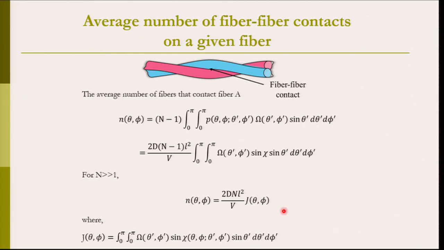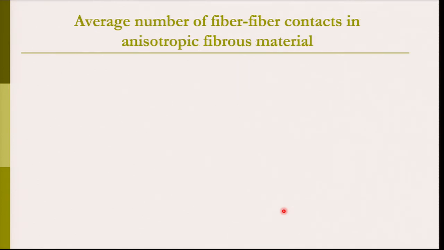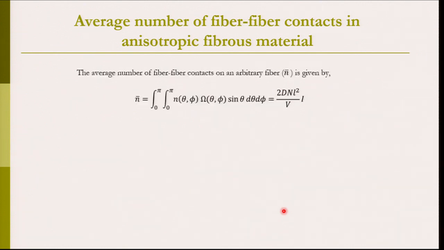We can calculate the average number of fibers that come in contact with fiber A, but since we know that there are different types of fibers in the system, we would like to know the average number of fiber to fiber contacts in an anisotropic fibrous material. So, in this scenario again we make use of the orientation averaging approach. For this we calculate the average number of fiber to fiber contacts on an arbitrary fiber, which is given by n(theta, phi), which we have calculated earlier. That was just for fiber A.